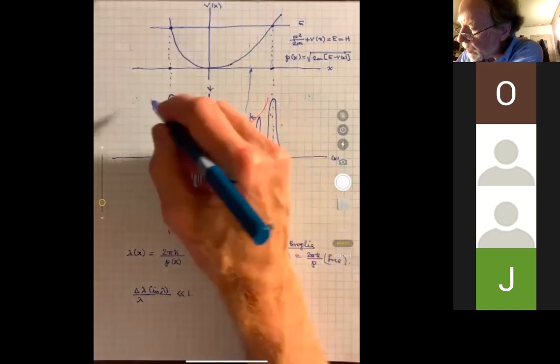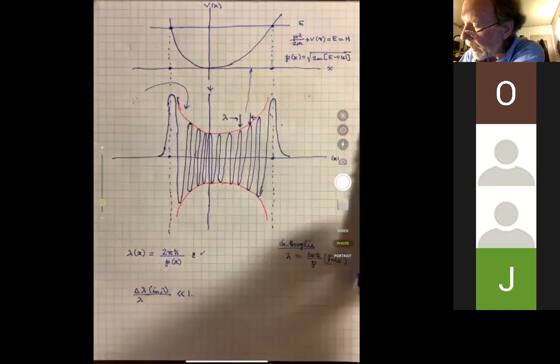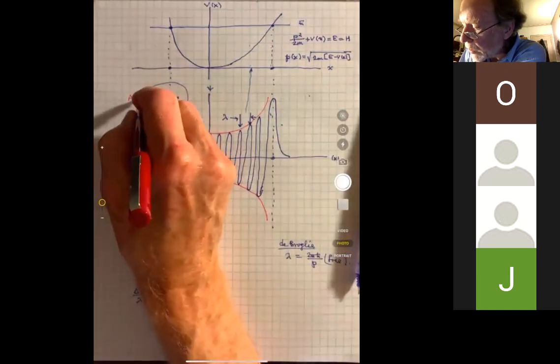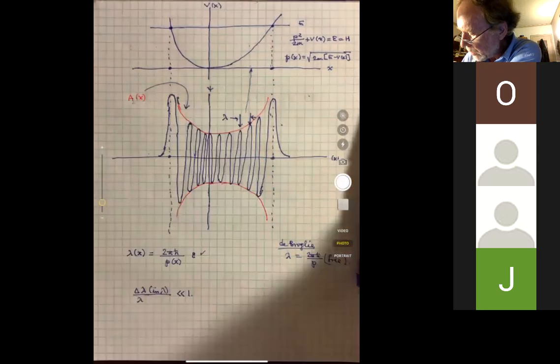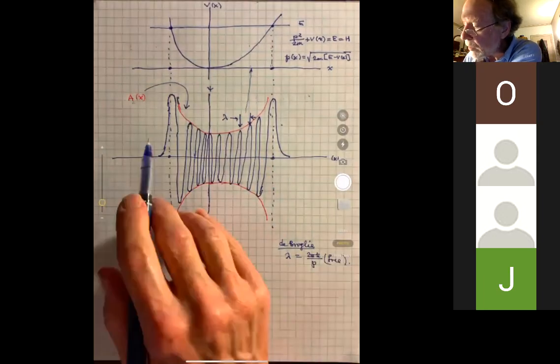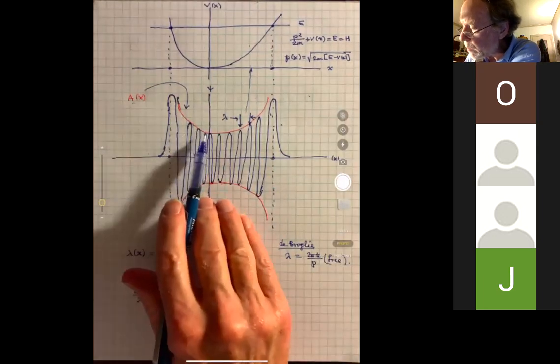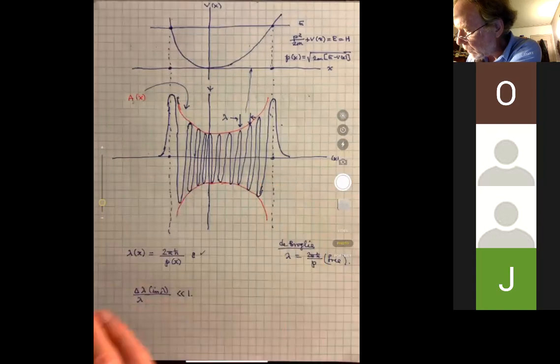By the way, this red curve is an amplitude. We put it in red. We call it A. It's an amplitude of the wave function. Notice the amplitude is also changing slowly. It doesn't change much on the scale of a wavelength. Okay.